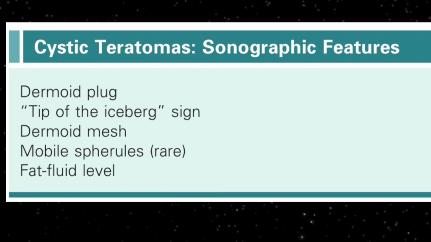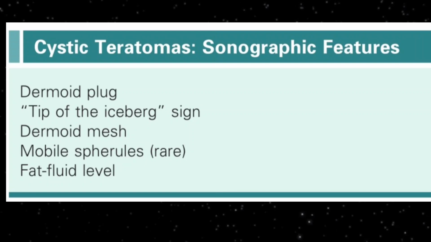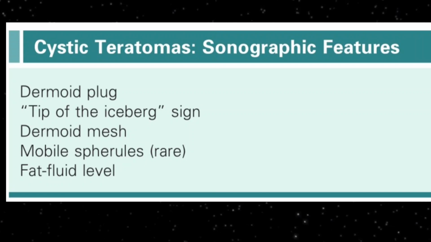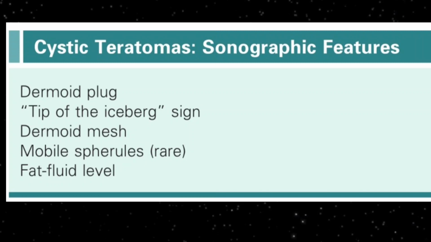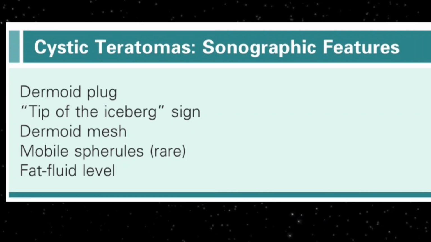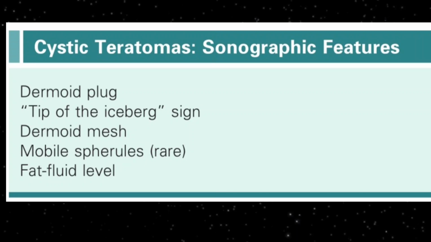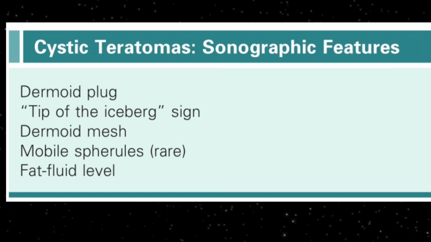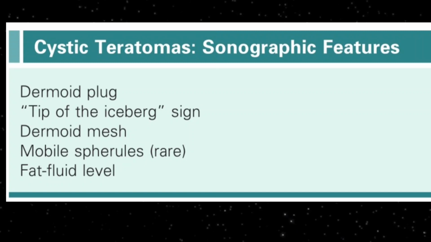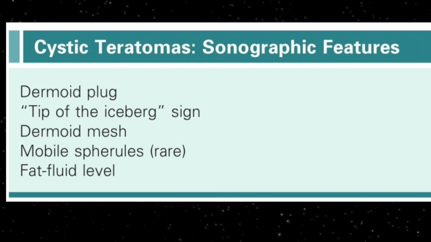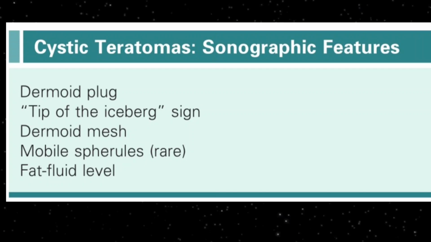Sonographically, cystic teratomas have variable appearances ranging from completely anechoic to completely hyperechoic. These include a predominantly cystic mass with a highly echogenic mural nodule, the dermoid plug. So you may come across the dermoid plug, which is the tip of the iceberg sign. Then in some cases you may be able to appreciate the dermoid mesh.